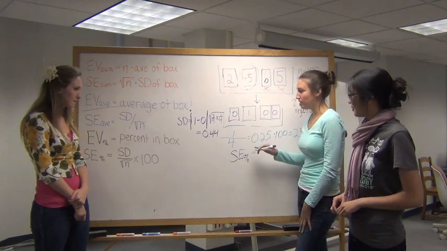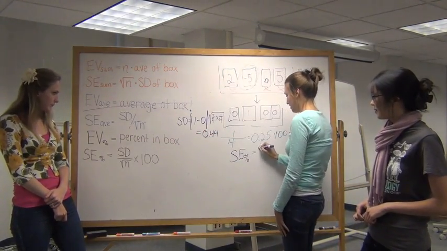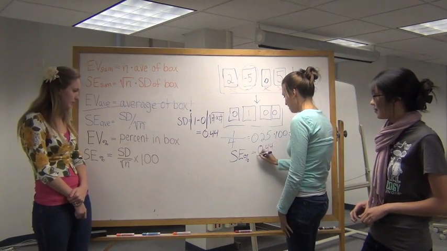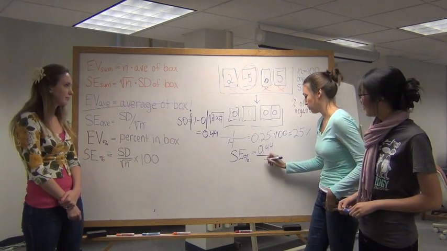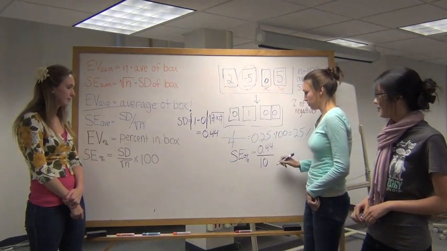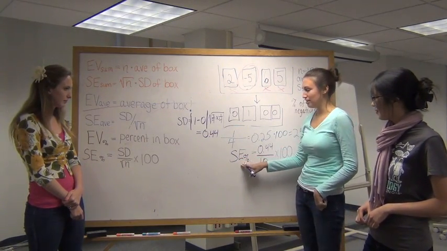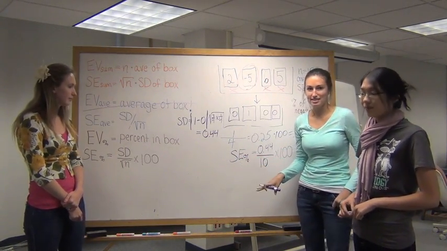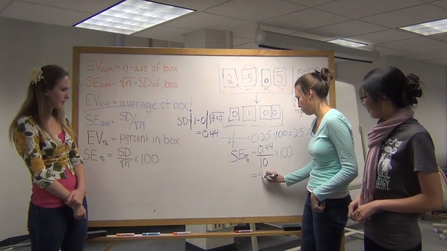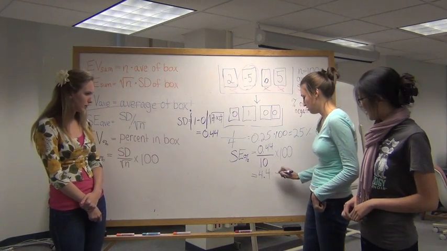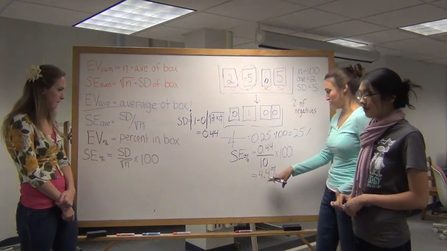So now we're just going to plug that into our formula for the SE percent. So again, it's the SD, which we got as 0.44, divided by the square root of n. Our n, remember, was 100, so the square root of 100 is just 10. And then we're going to multiply that by 100 to make sure that we get our standard error in the form of a percent. And when we do that, 4.4%. And exactly, it's percent. So the standard error of the percent is 4.4%.